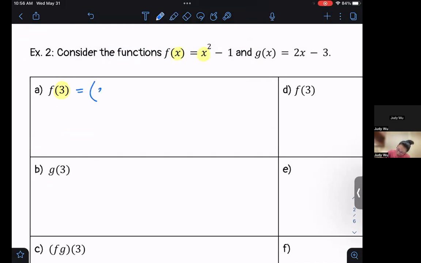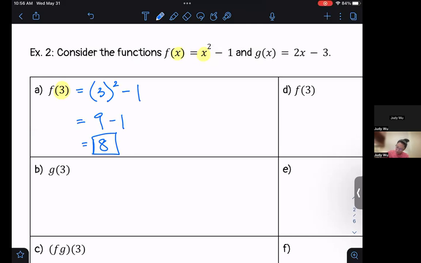That gives us 3 squared minus 1. And 3 squared is 9. 9 minus 1 will give us 8. All right. And so that's a good chance to just practice plugging in numbers here, see where we go.